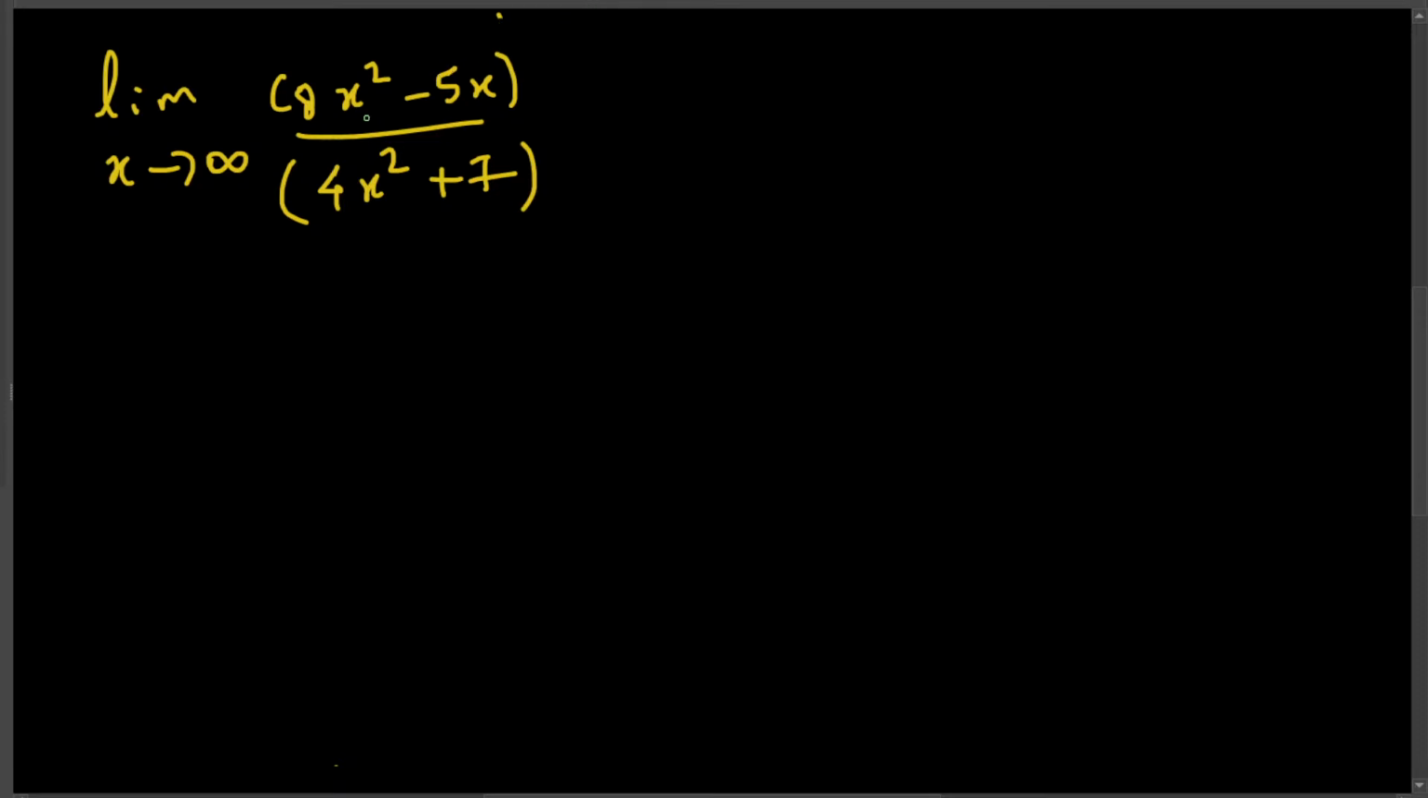Also, whenever we have an x power that is equal in the numerator and the denominator, to simplify this one, we can multiply by 1 over the higher power. Here the higher power is x squared, so I'm going to multiply by 1 over x squared in the numerator and also 1 over x squared in the denominator.